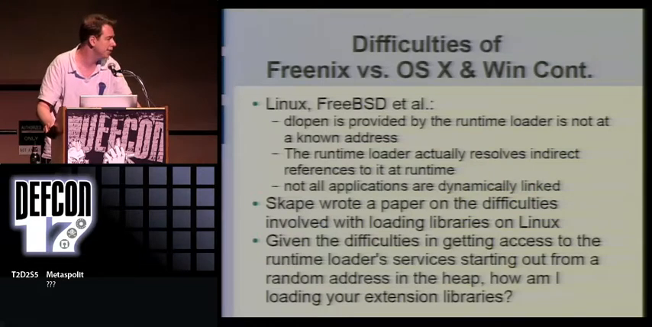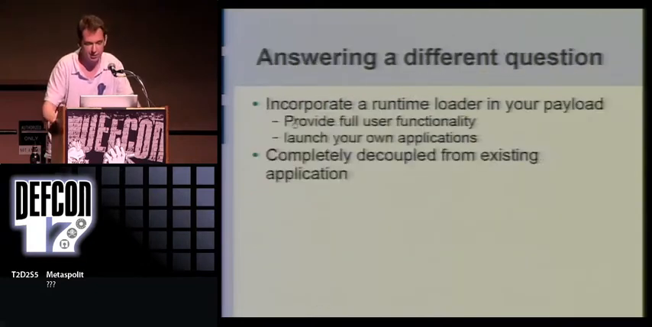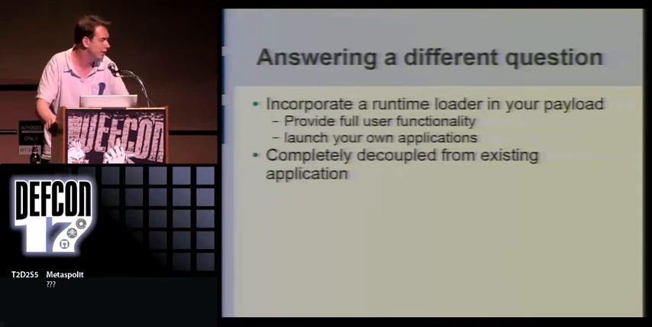Given that it's not easy to talk to the runtime loader, how do I provide the necessary services? Well, I cheat. Basically, what I've done is incorporate a full runtime loader into the initial stub, which loads the Meterpreter runtime loop and the libraries it depends on, libcrypto and libssl, once it's injected by the exploit. So you can, in principle, launch arbitrary applications doing this. They have to be position independent, otherwise it's a destructive load, but I'll talk about that later. The nice thing is it's now completely decoupled from the application, and you're limited only by the application binary interface to the system calls.